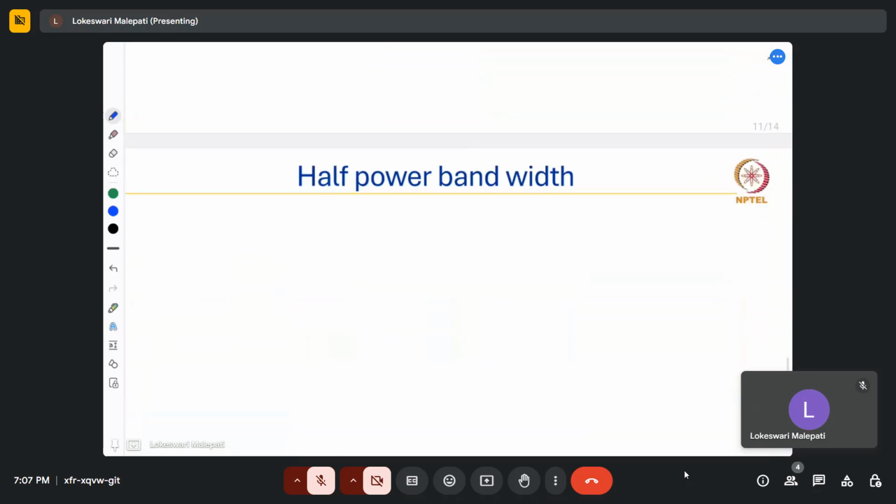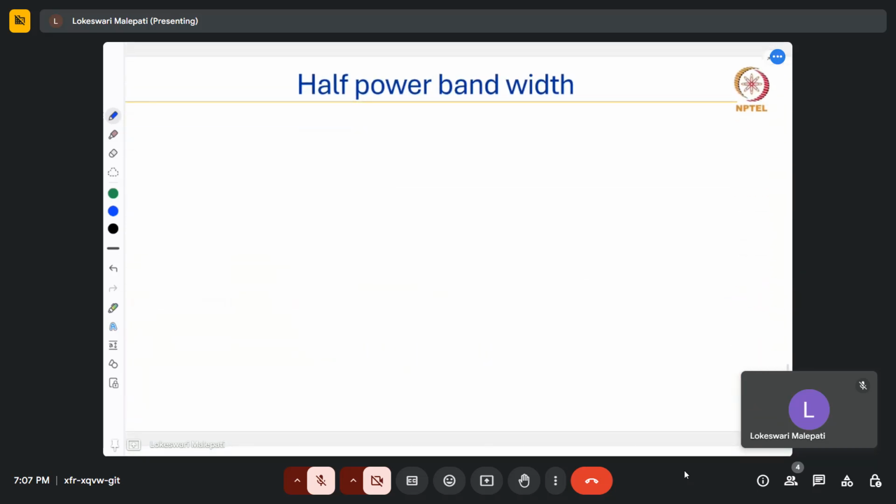Okay. Are there any particular doubts related to this problem or any other concepts?